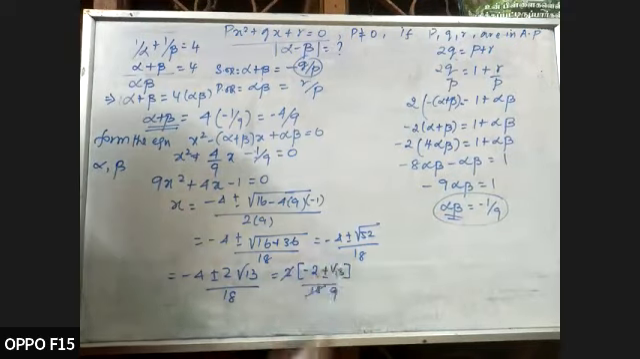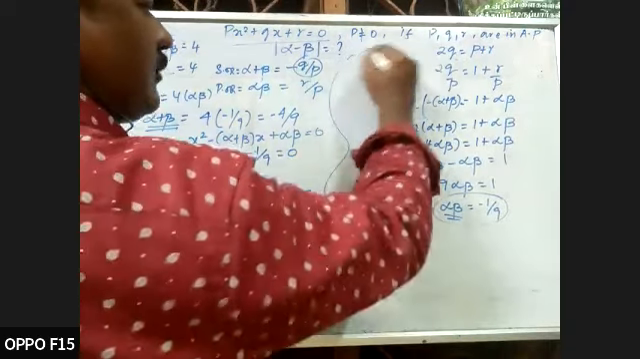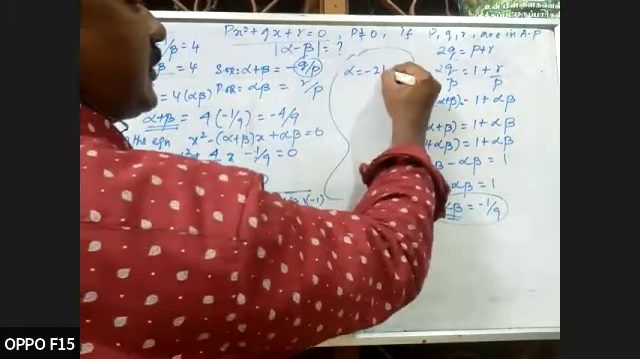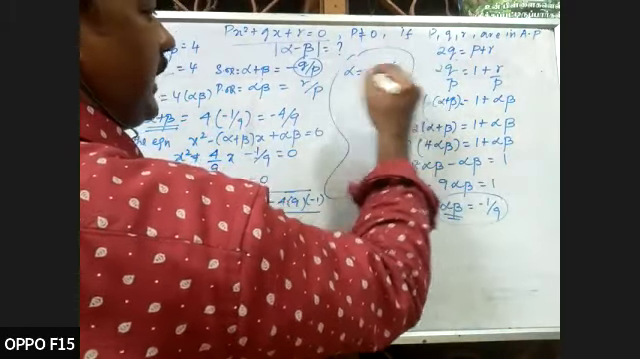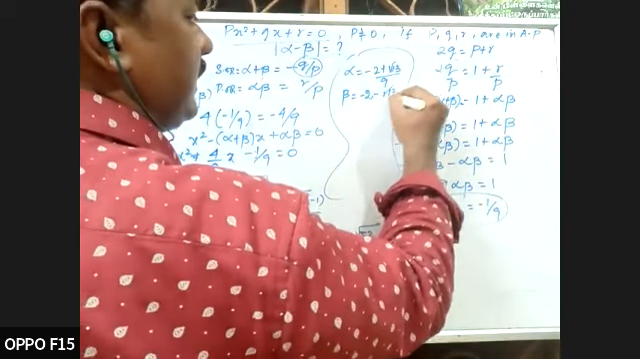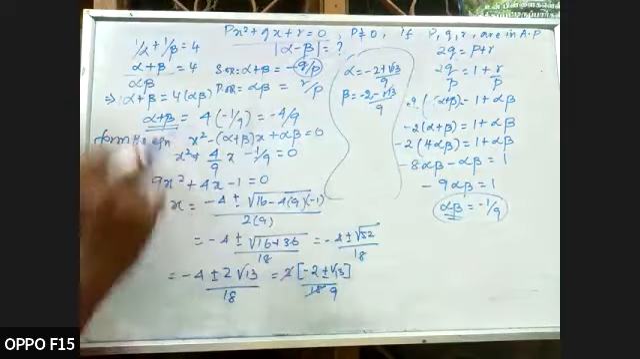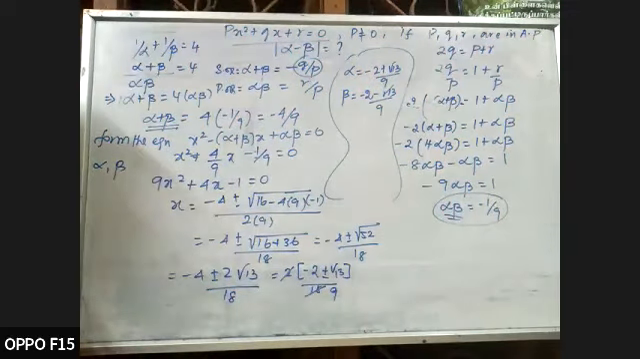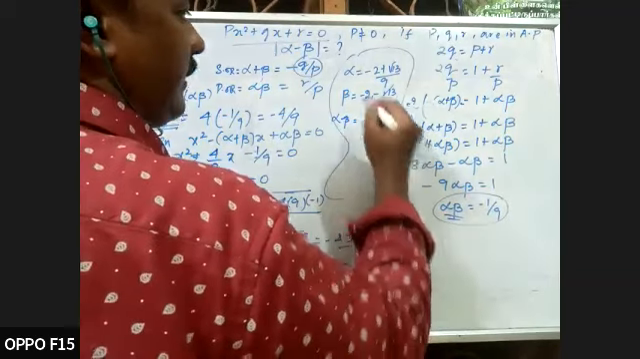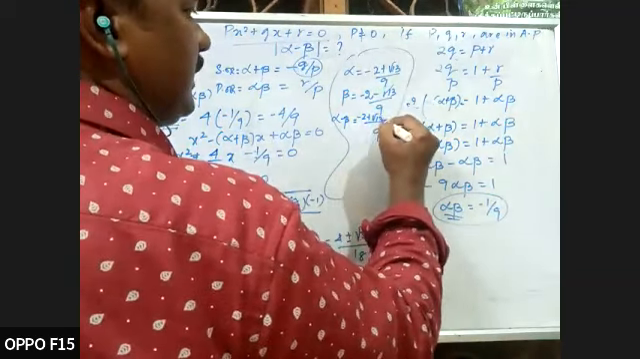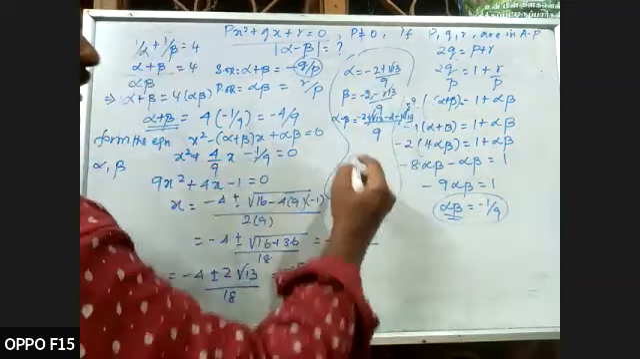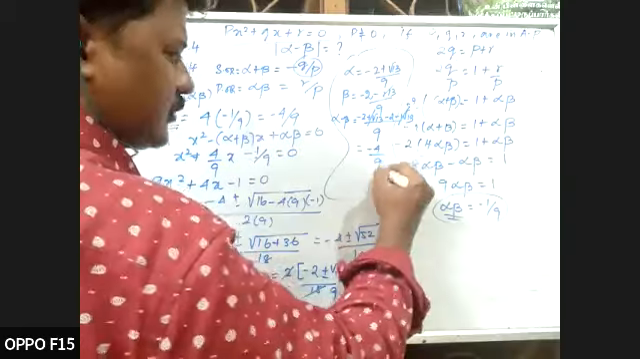Plus or minus: one value I take as alpha, another value is beta. Your alpha is equal to minus 2 plus root 13 divided by 9. Beta is equal to minus 2 minus root 13 divided by 9. The question asks: find the mod of alpha minus beta. First you find alpha minus beta. The LCM is the same, 9: minus 2 plus root 13 minus, minus 2 minus root 13. Minus 2 and minus 2 cancel, which gives minus 4 by 9.